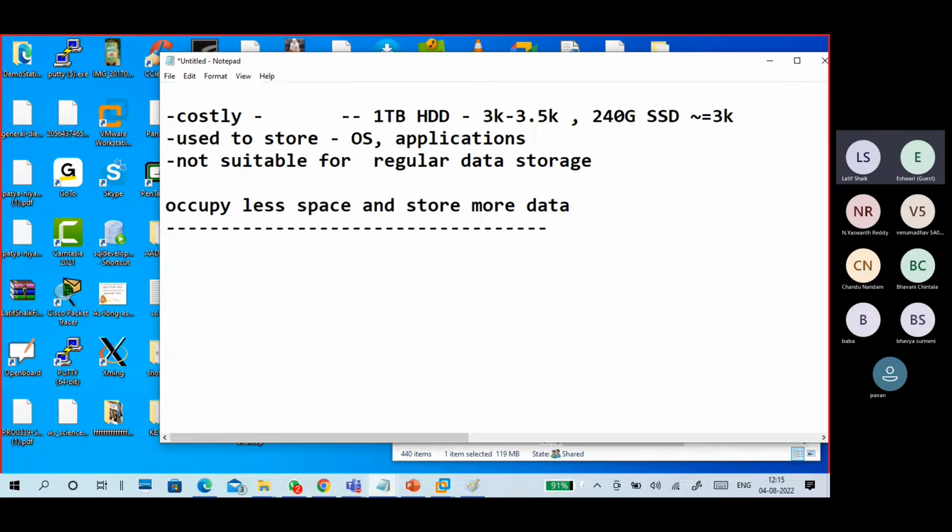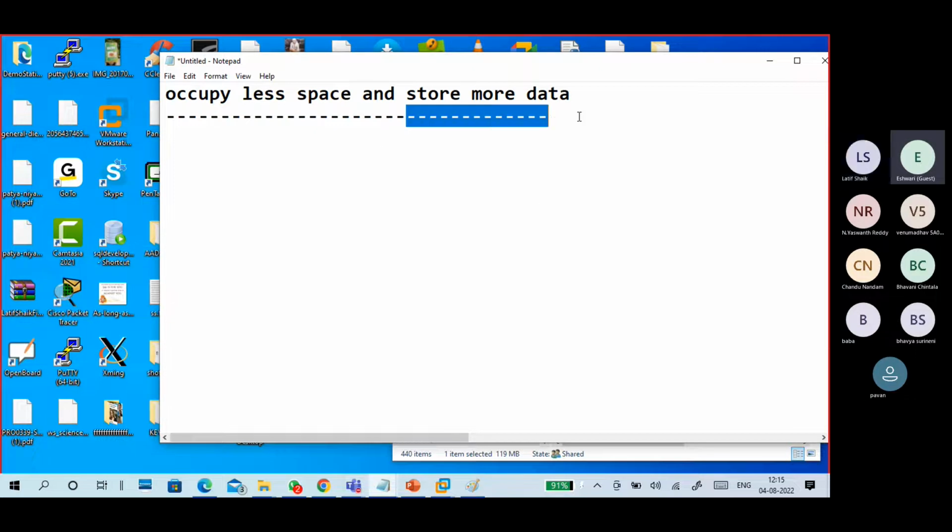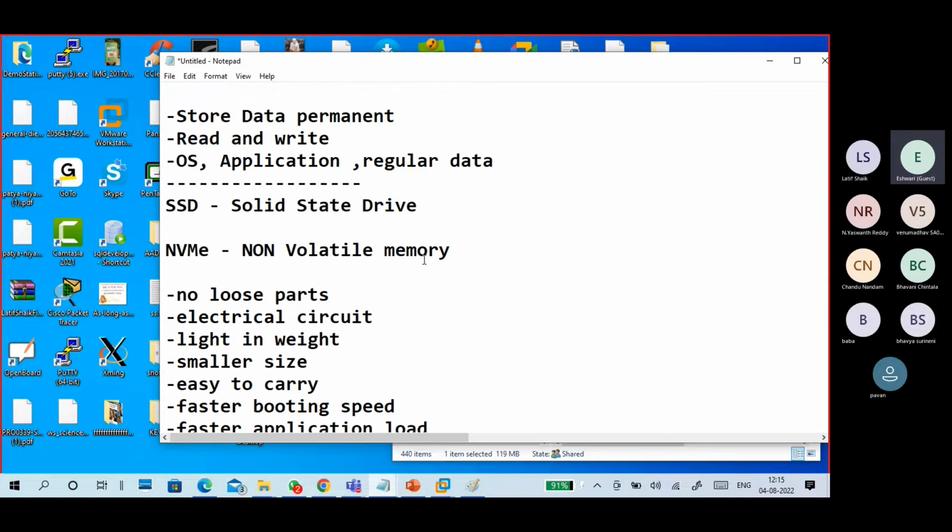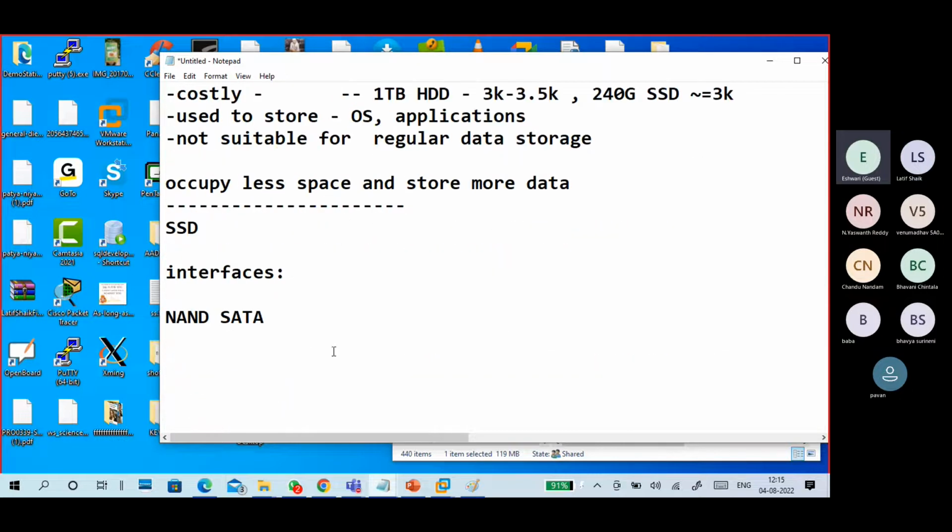Next, guys, not finished. SSDs: this is the suggestion for SSDs. There are two types of interfaces. Like a hard disk, we have SATA, PATA kind of stuff. Here it is also SATA. It is also called NAND memory. So NAND SATA interface, whatever it is.